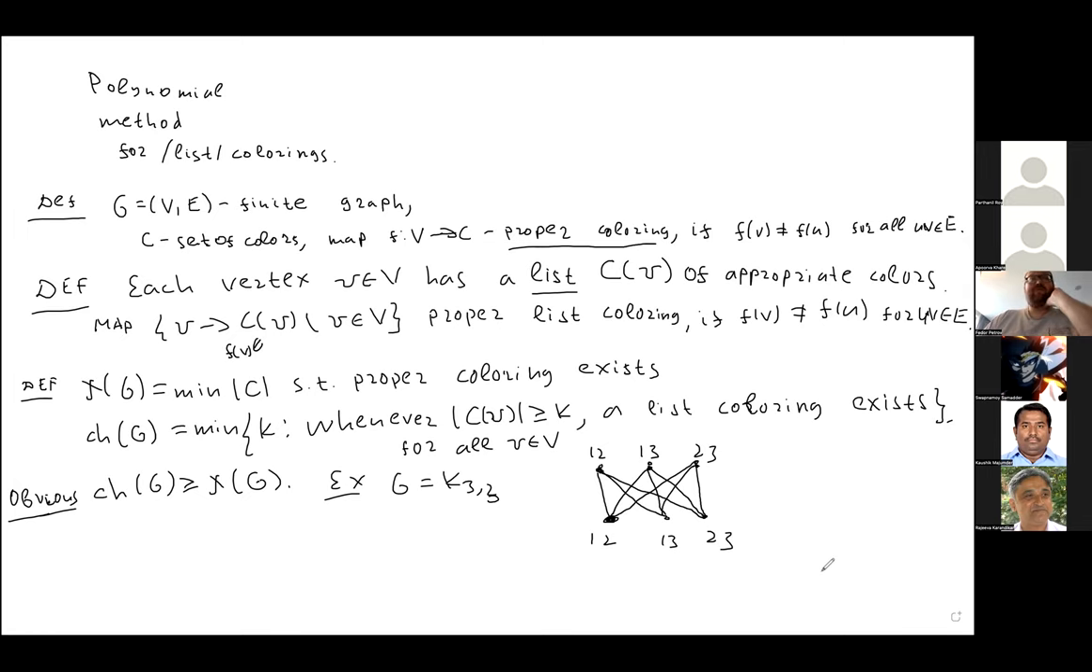Is it known when the equality will hold, like under what kind of sufficient condition?